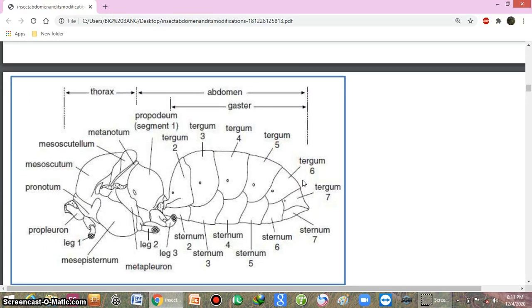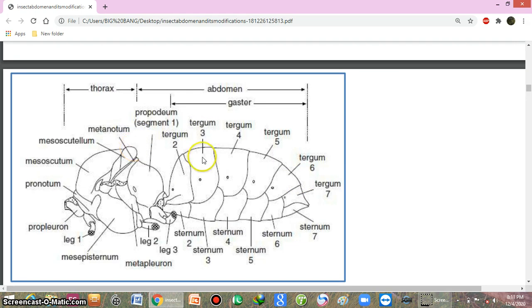Similarly, there is another example. Here you can also see tergum 2, tergum 3, tergum 4, tergum 5, 6, and 7. And on the ventral side, sternum is present. Abdominal segments just behind the propodeum are known as the gaster.